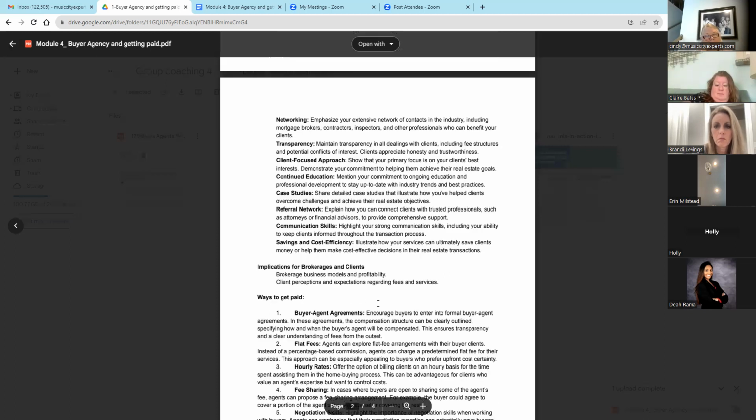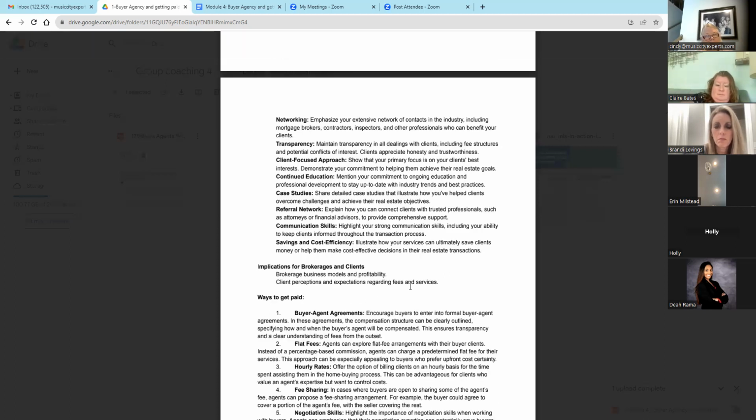You're going to see some business models of brokerages change based on whatever the Department of Justice says. You're going to see that people may no longer operate on commissions, and they may actually operate on flat fee services or hourly rates or retainers.